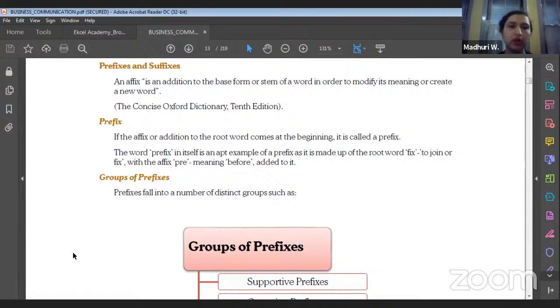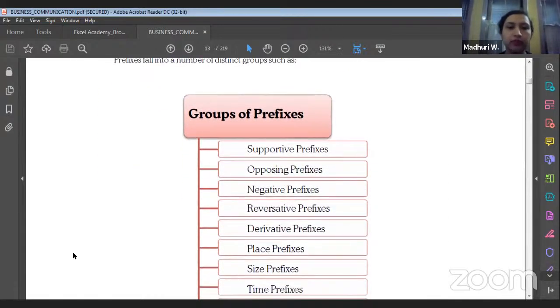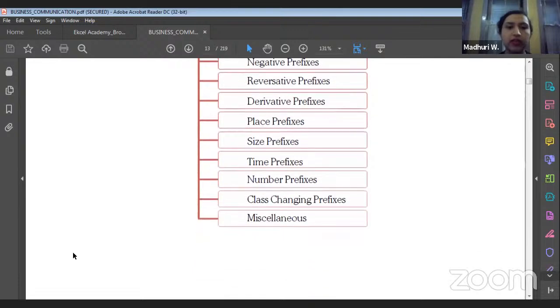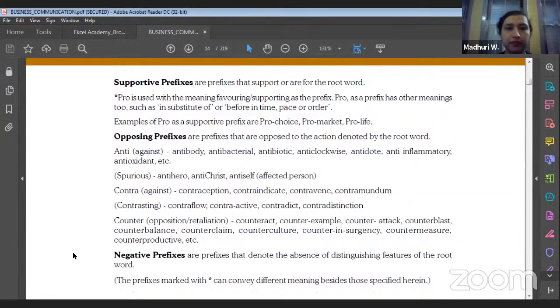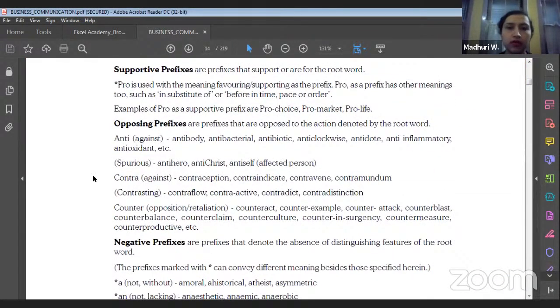Yeah, pre is before. So basically, a prefix is an addition that comes at the beginning of a word, right? That's a prefix. And a suffix generally comes at the end. Now, we have different kinds of prefixes and suffixes, right? So let's take a look at a few of them. For example, if you have a word like choice, you can have a prefix before that, like pro-choice, pro-market, pro-life.